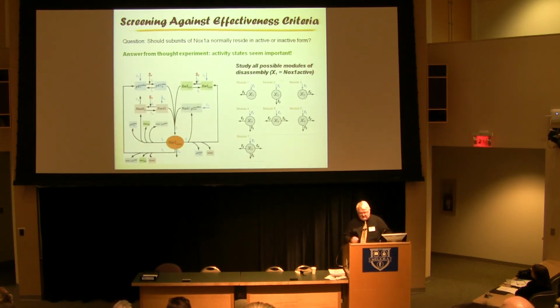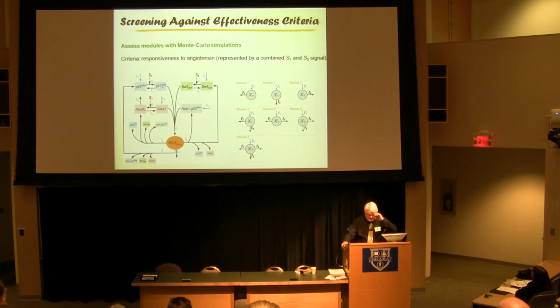So we looked at the possible modules of deactivation, disassembly, leaving out this proteolytic flux, which is very small. So we can either have just F2 or just F3 or just F4, which is 2, 3, 4, or we can have combinations of 2, or we can have all 3. And what do we do with it? Well, we do another Monte Carlo simulation, and we check against the responsiveness to angiotensin, which is represented by a combined signal to S1 and S2.